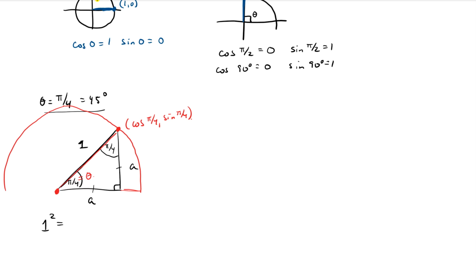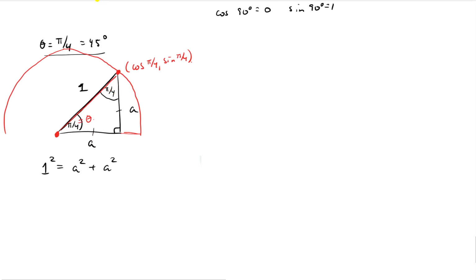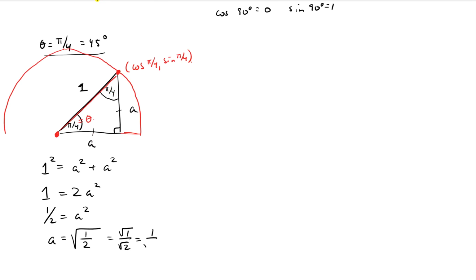The hypotenuse squared is the sum of the squares of the lengths of the two legs of the triangle. So this is 1 equals 2a squared. So 1/2 is a squared, and that makes a equal to the square root of 1/2, which is the same thing as the square root of 1 over the square root of 2. But the square root of 1 is simply 1. So it's 1 over root 2, and as I told you before, often we rationalize the denominator. If we multiply and divide by root 2, we get root 2 over 2. So those are the coordinates: root 2 over 2, root 2 over 2.